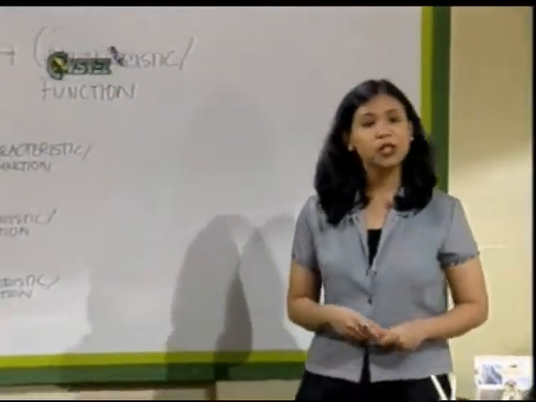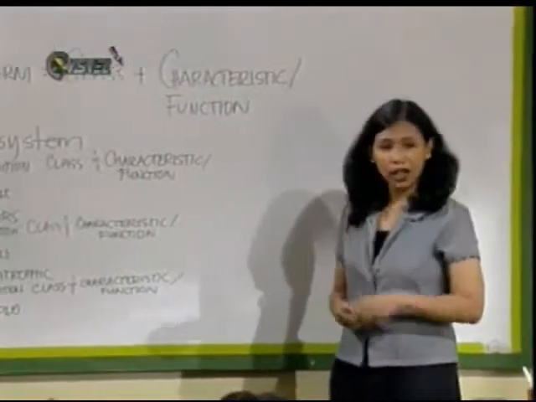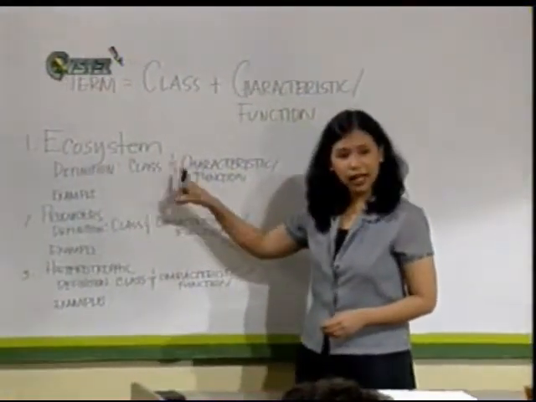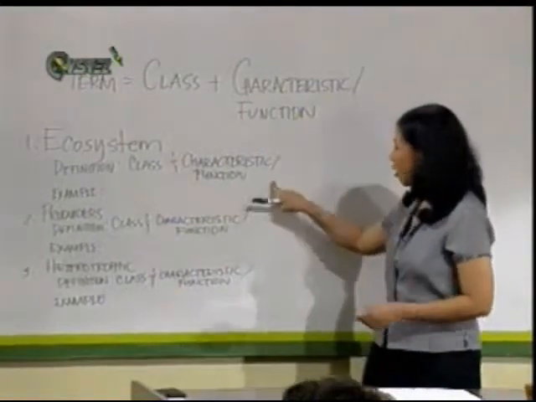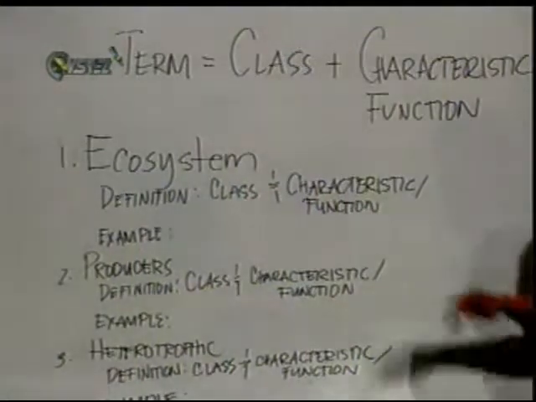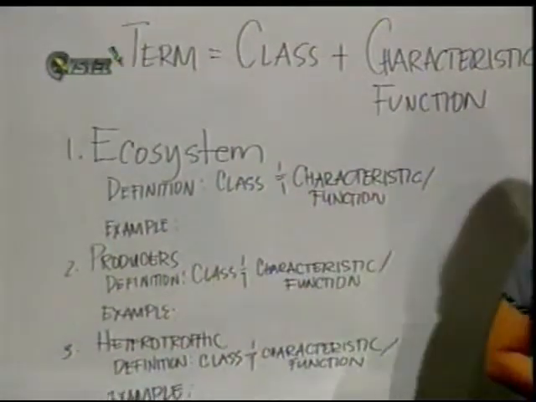Let's do another activity for definition. I will give you the word that you just read from the text, and you will have to fill up the blanks using the formula for definition. Now, what is that formula? Again, the term is equal to class plus characteristic or function. Okay. Now, copy these words, and then answer it.